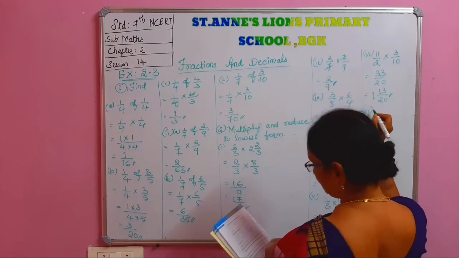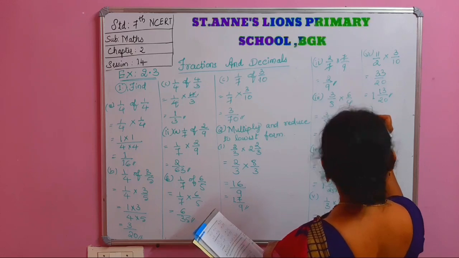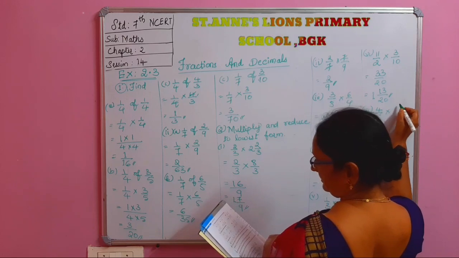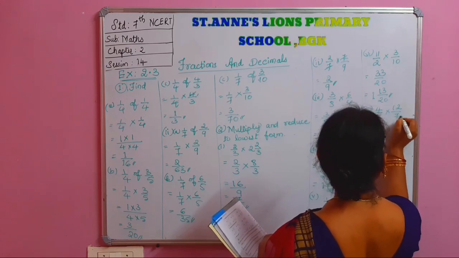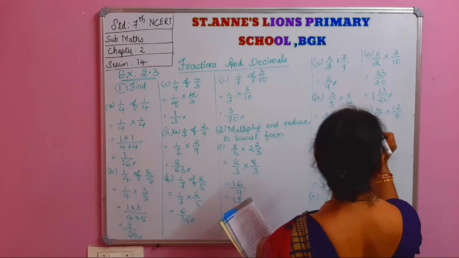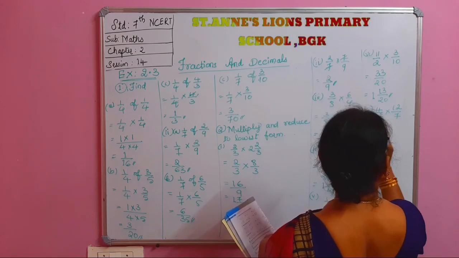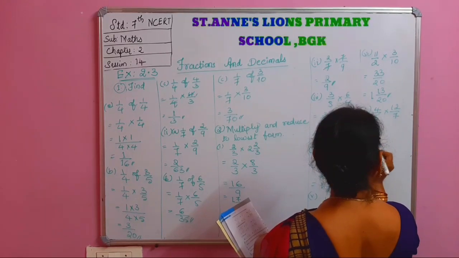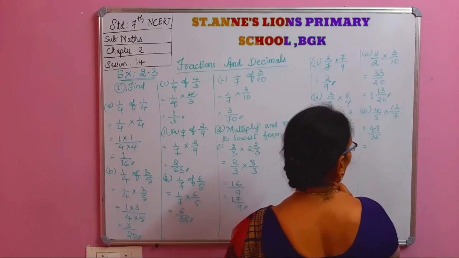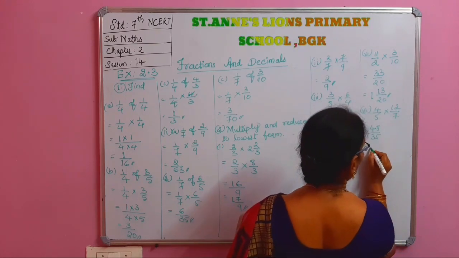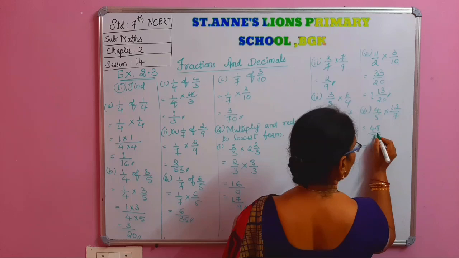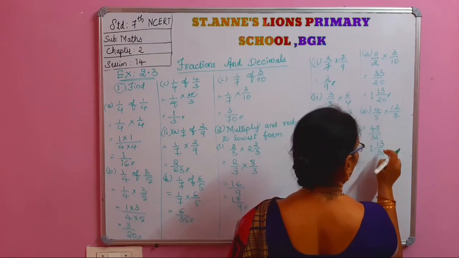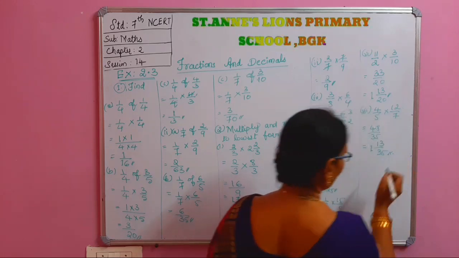The next one is seventh one. That is 4 by 5 into 12 by 7. Is there any cancellation? No. Then 4 into 12: 12 fours are 48. 5 sevens are 35. Now here any cancellation? No. So then what to do? 48 by 35, one integer 13 by 35. Okay, this will be the answer.